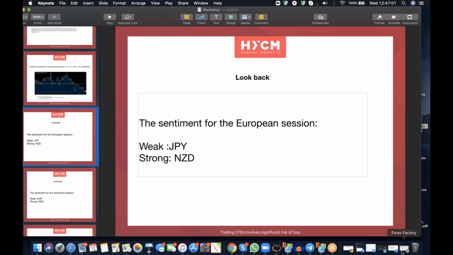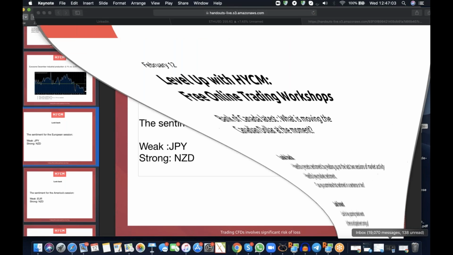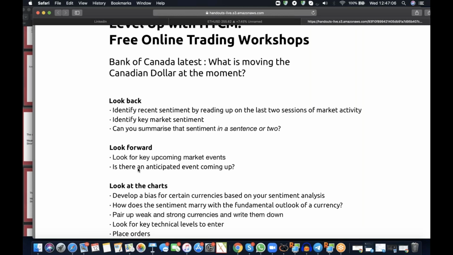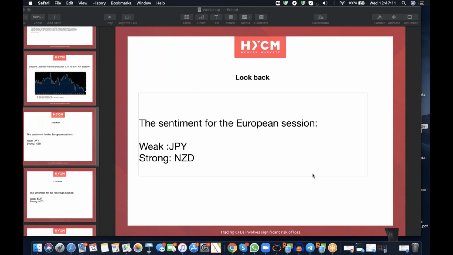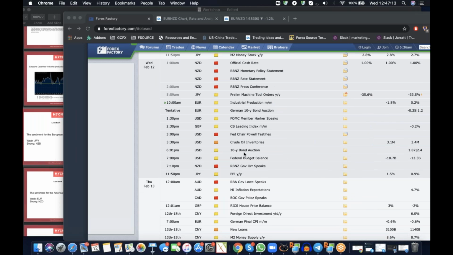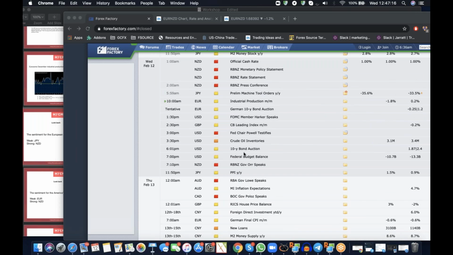So we would then, we've looked back, we've looked forward, we'd have a look, is there anything that's coming up to interfere with that New Zealand dollar, Japanese yen potential outlook? No, there isn't. There's Governor Orr speaking tonight, so we've got to bear that in mind. That could alter the outlook for the New Zealand dollar. So that's one event that we need to be aware of.